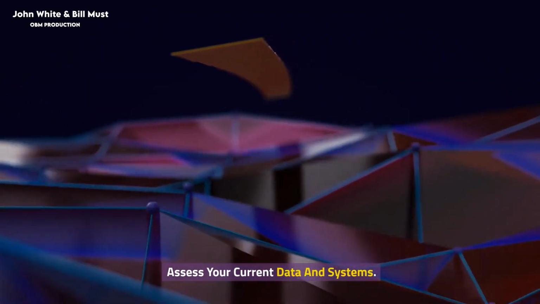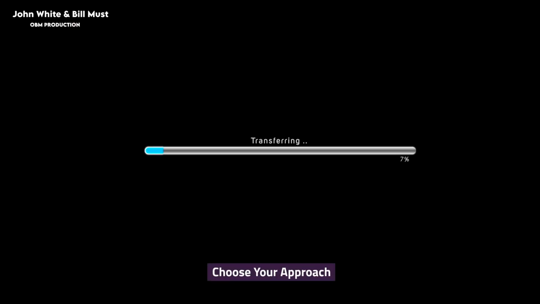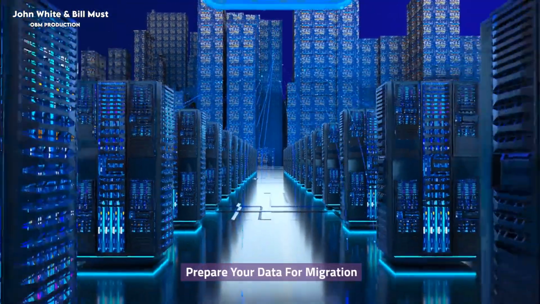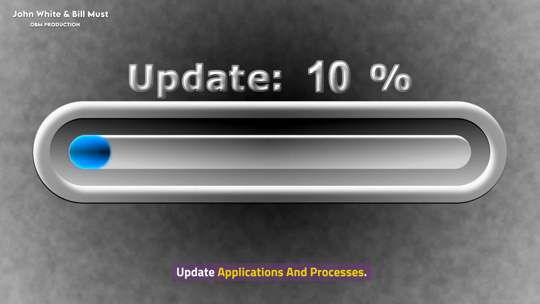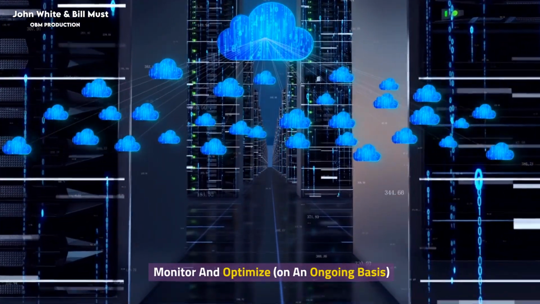How to write a data migration plan: 7 steps to a successful data migration plan. Assess your current data and systems. Choose your approach. Prepare your data for migration. Transfer your data. Test and validate the migrated data. Update applications and processes. Monitor and optimize on an ongoing basis.